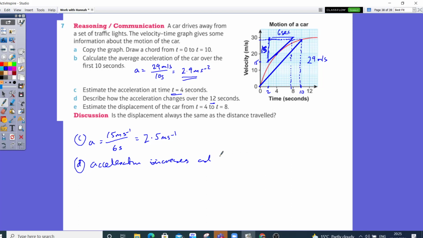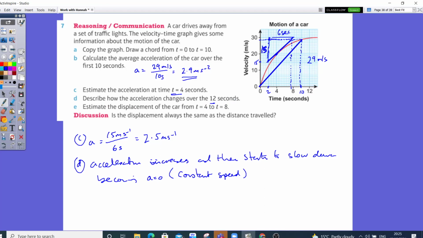and then starts to decrease. So that is where you get constant speed or velocity. And then it goes here, estimate the displacement of the car between 4 and 8 seconds.